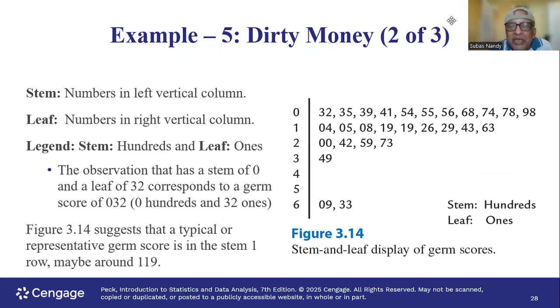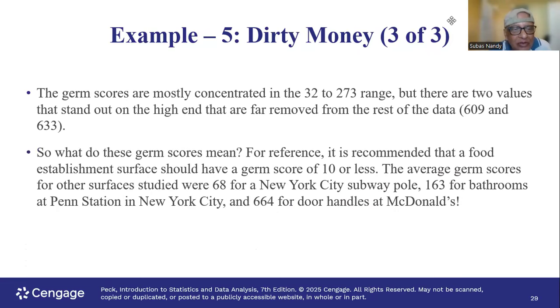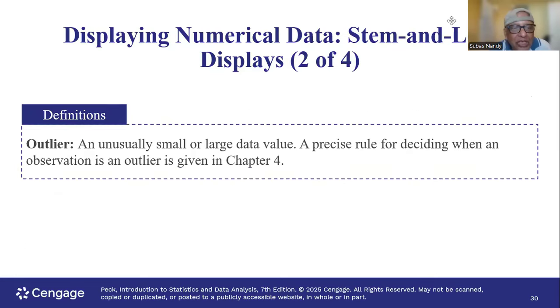Why do they stand out? Because those are the highest germ scores, germs on the surface of a dime, nickel, quarter, or a dollar bill. High germs. Okay. So what do these germ scores mean? For reference, it is recommended that a food establishment surface should have a germ score of 10 or less. The average germ scores for other surfaces studied were 68 for a New York City subway pole, 163 for bathrooms at Penn Station in New York City, and 664 for door handles at McDonald's. Door handles at McDonald's. Okay.